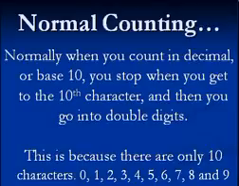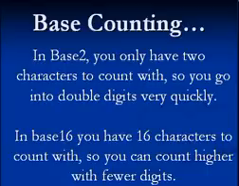Normally when you count in decimal or base 10, you stop when you get to the 10th character, and then you go into double digits. This is because there are only 10 characters. There's 0, 1, 2, 3, 4, 5, 6, 7, 8, and 9. In base 2, you only have 2 characters to count with, so you go into double digits very quickly. In base 16, you have 16 characters to count with, so you can count higher with fewer digits.